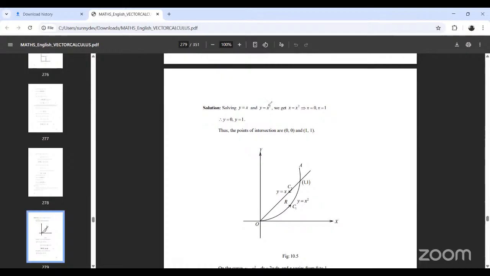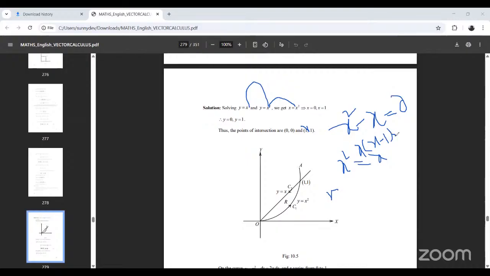So from these two we can write x square equal to x. So x square minus x equal to 0. Take x common: x into (x minus 1) equal to 0. Then x equal to 0 or x equal to 1.